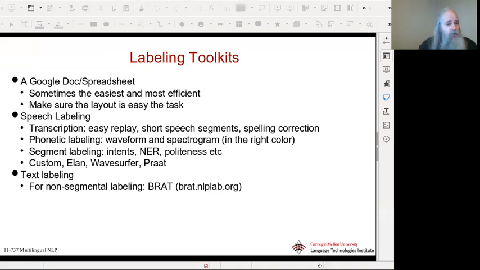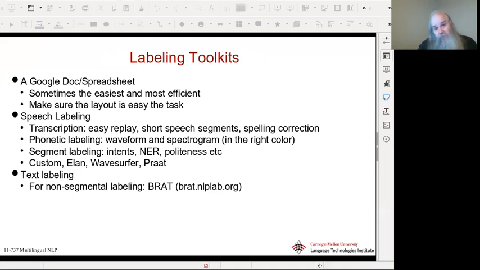Spelling correction might be a good thing to do, because often in low resource languages, people don't have standardized spelling, and maybe you want to have a spelling corrector to make sure that it does become standardized. And so that helps if you can actually do that.